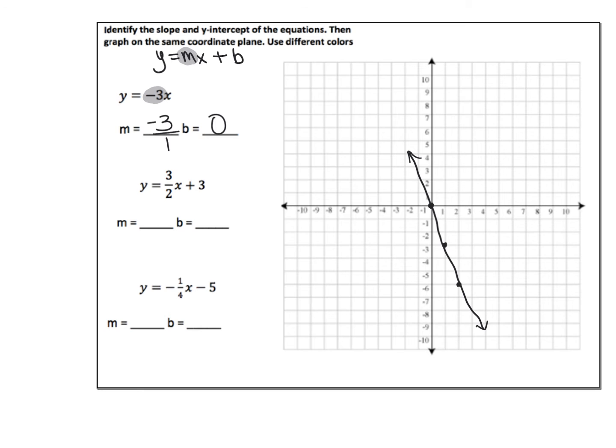All right, for my second one, I'm going to choose a new color. So now we know that slope, m, is 3 over 2, right? Oops, I wanted this to be red this time. So m is 3 over 2. And then my b, right? My b is whatever is being added or subtracted. So I've got 3. So it's a positive 3.